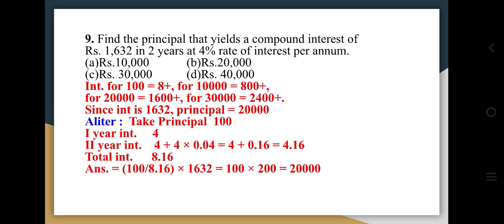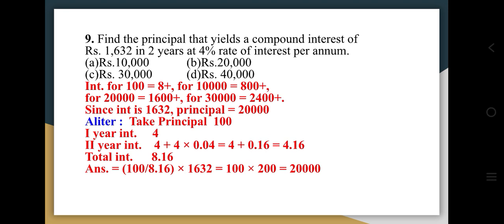So for 100, what is the interest for 100 at 4% rate for 1 year? For 1 year, for 100 rupees it is 4. For 100, 2-year interest is 2 into 4, that is 8. But here the interest is compound interest. So it will be 8 plus some amount, 8 plus interest for 4. So for 100 it is 8 plus.